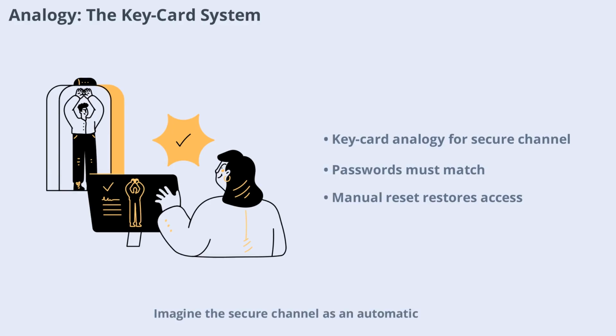Imagine the secure channel as an automatic keycard entry system for a secure building. Every 30 days, the system updates the code on your keycard and in the master database. If your card misses an update, perhaps due to network downtime, you can't enter the building. Similarly, if a domain controller's password is out of sync, it can't participate in replication. netdom reset is like manually updating both the card and the database so they match again.